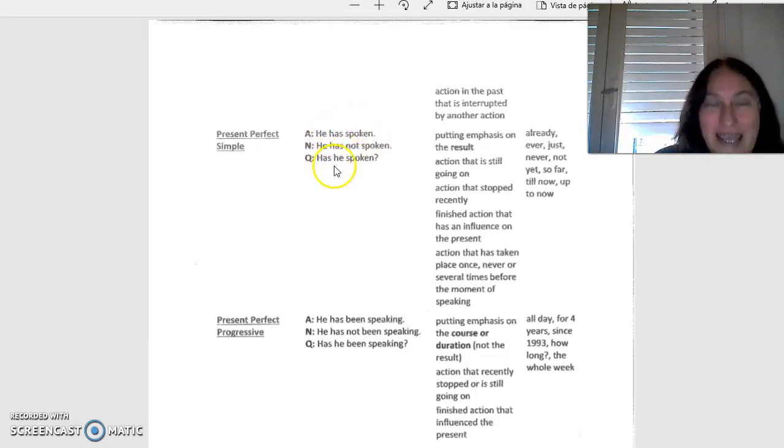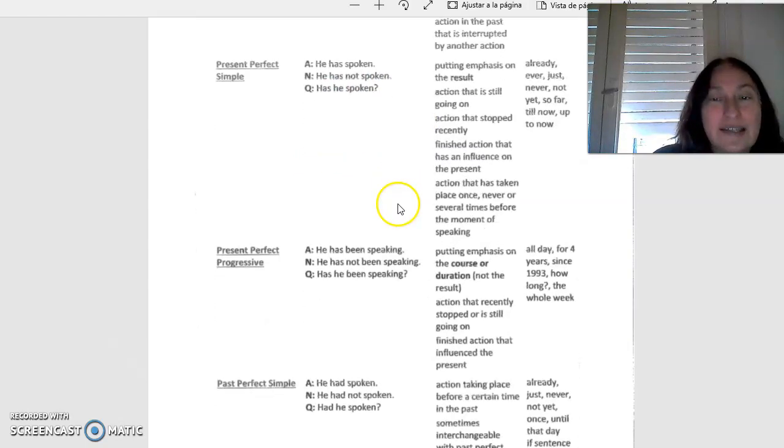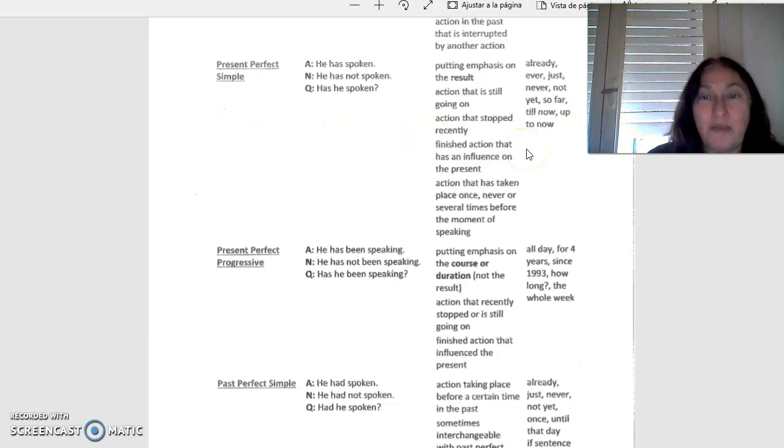Here you have some examples. We see the inversion for the question and the accompanying words. Yes, the signal words, which are very, very important. Already, all right? We have already seen these before. Ever. Why? Because you see that typically the present perfect is used when it is not something definite in the past.